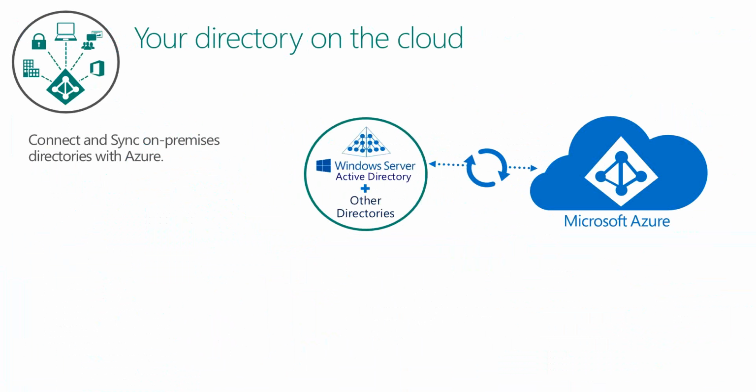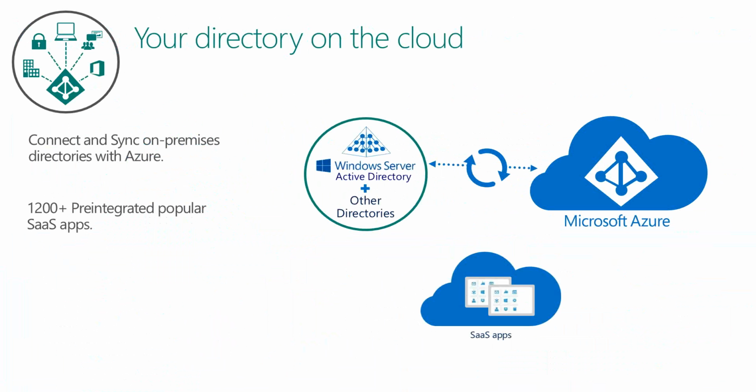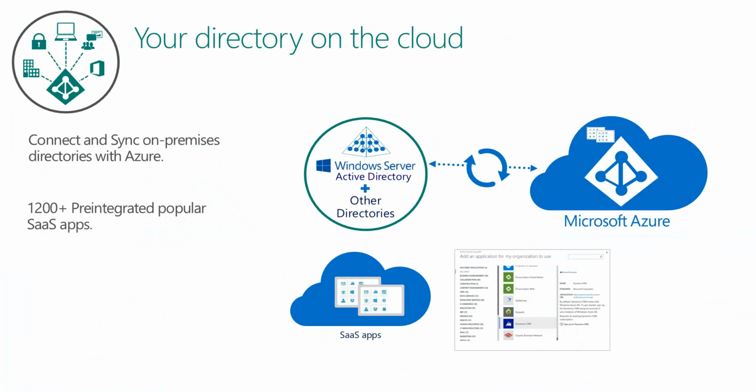So as I said, syncing the directory to the cloud, we take our Windows Server directory and potentially other directories using FIM, manage those users, and move the identity up into the cloud, which gives us access to, this is a slightly dated slide, it says over 1,200 pre-integrated popular SaaS apps. There's over 1,700 the last time I looked. We'll take a look today. It's probably over 1,800 at this point. I'm sorry, I didn't mean to jump ahead on that slide.